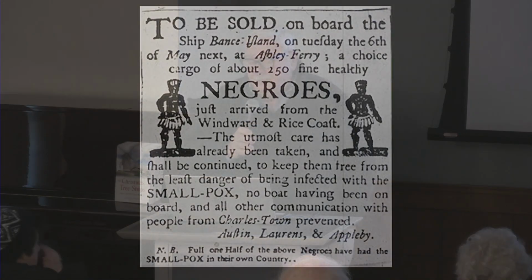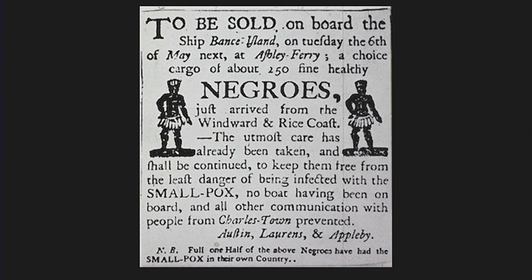Well, Peter Faneuil was somebody in some ways that realized that this was a great profit. Far more money was brought in than French wine. And it said here in another newspaper advertisement to be sold on board the ship Bank Island on Tuesday, the 6th of May, 1760, a choice cargo of about 250 fine, healthy Negroes just arrived from the Windward and Rice coast.